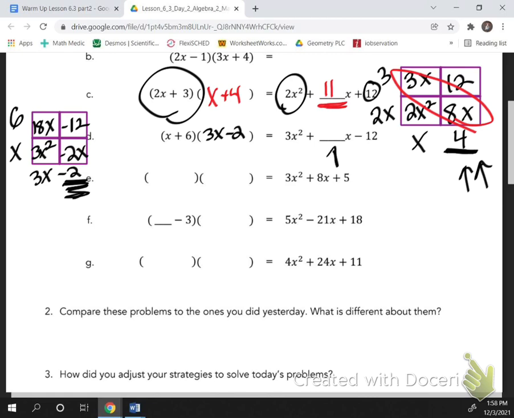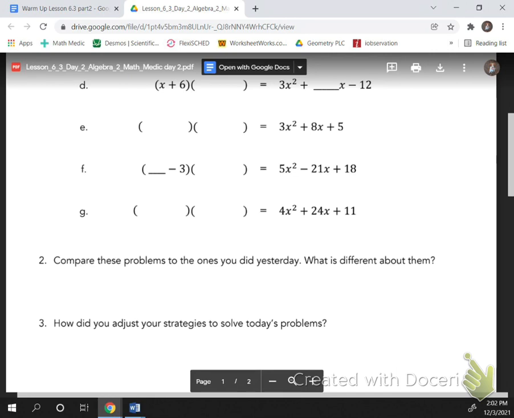How many x values do I have? What should go in this middle term? 16. I'm going to combine 18 and negative 2. We get 16. Combine everything. So let me walk you through it again. We're going to start with the box. You're going to put your ax squared term in the bottom left.